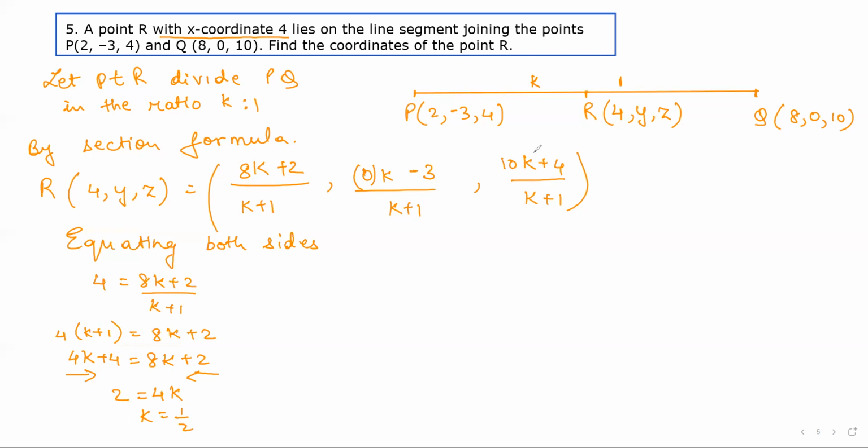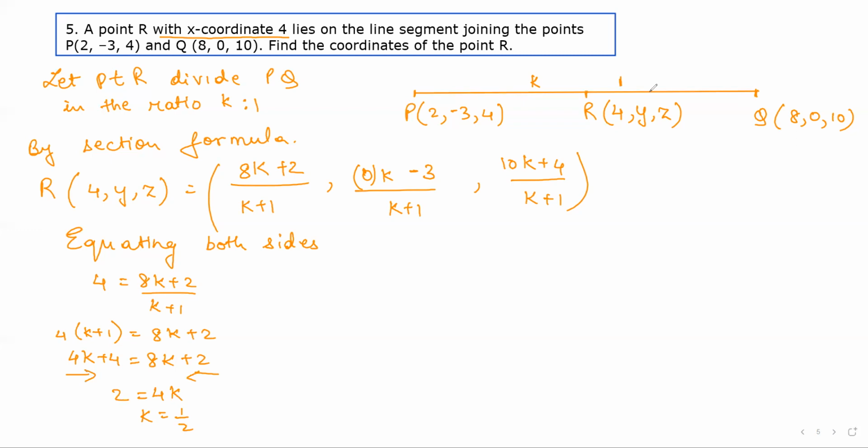So R divides PQ internally in the ratio 1 is to 2. K's value is 1 by 2, so this is 1 and this would be 2. So PR is 1x, RQ will be equivalent to 2x, not 2 units, but 2x.